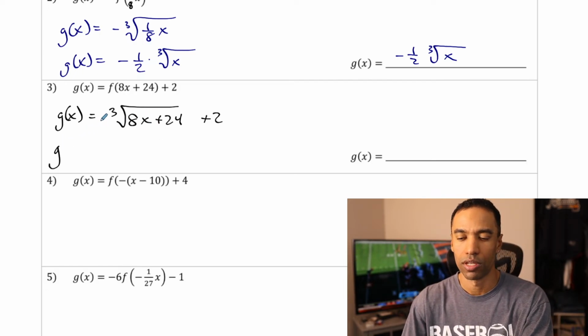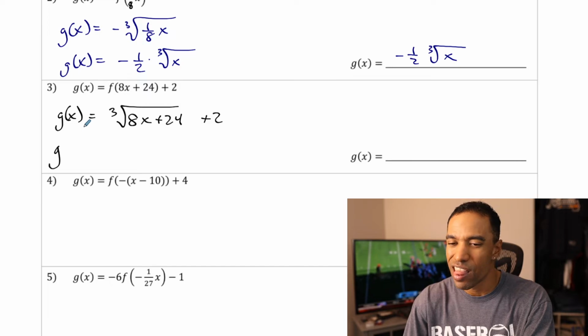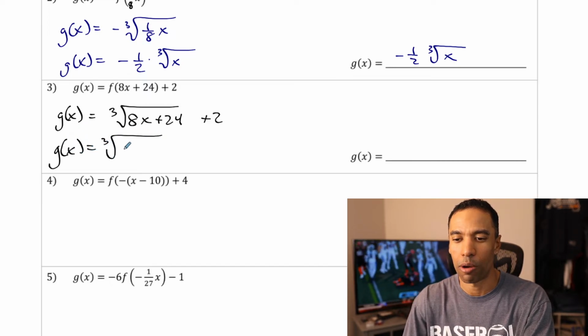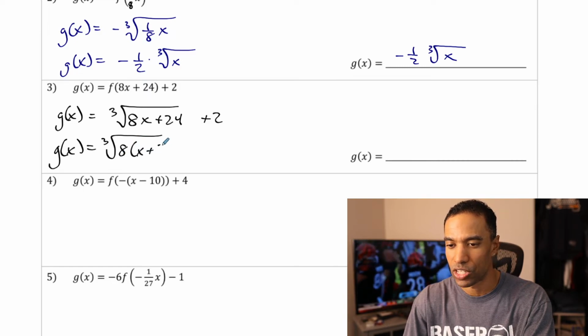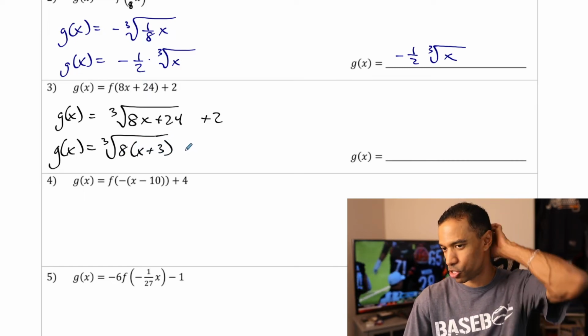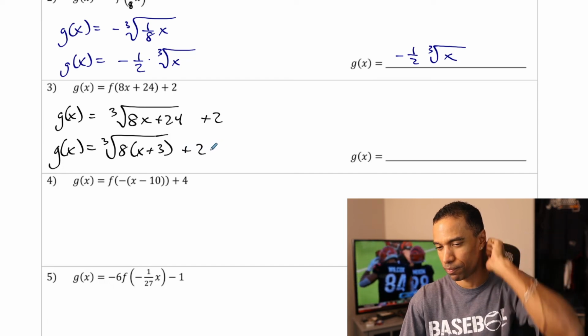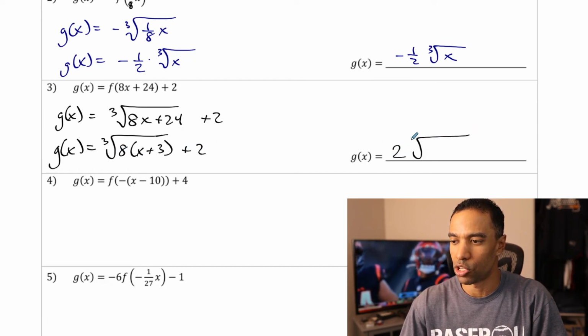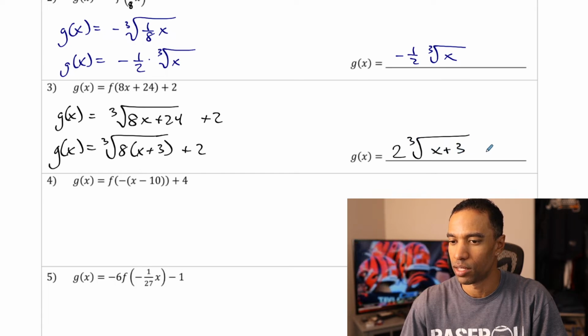I guess I got to rewrite it. You got to factor that 8 out before you can take its cube root. The real value inside there is 3 before you work on that cube root. Cube root of 8 is 2. We get 2 times the cube root of x plus 3, and then plus 2, like that.